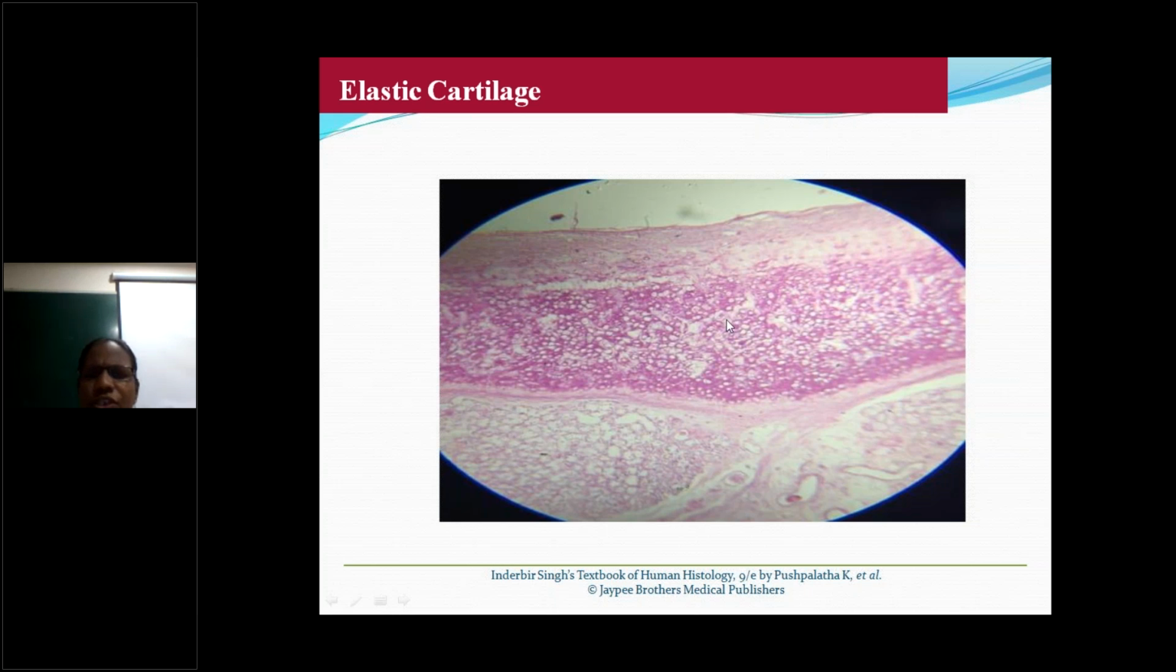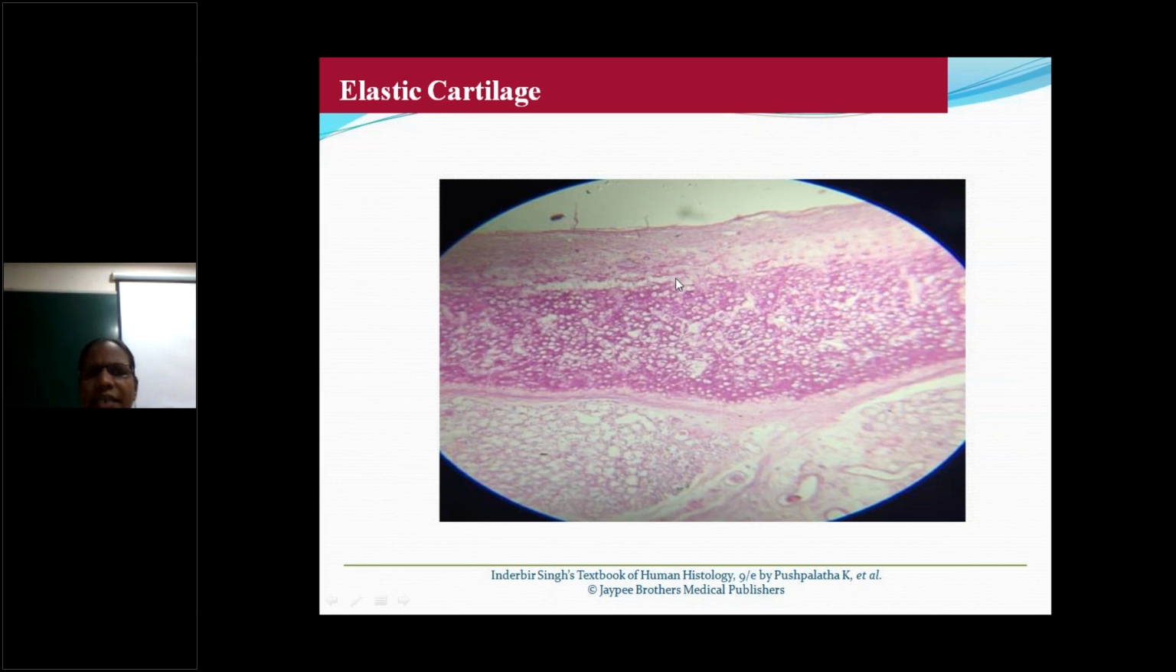Here you are able to see eosinophilic matrix. This entire part we call eosinophilic matrix. There you are able to see homogeneous, transparent, basophilic matrix. Here eosinophilic matrix is present. Also in the center part of the matrix, a number of irregular isogenous groups of chondrocytes are present.